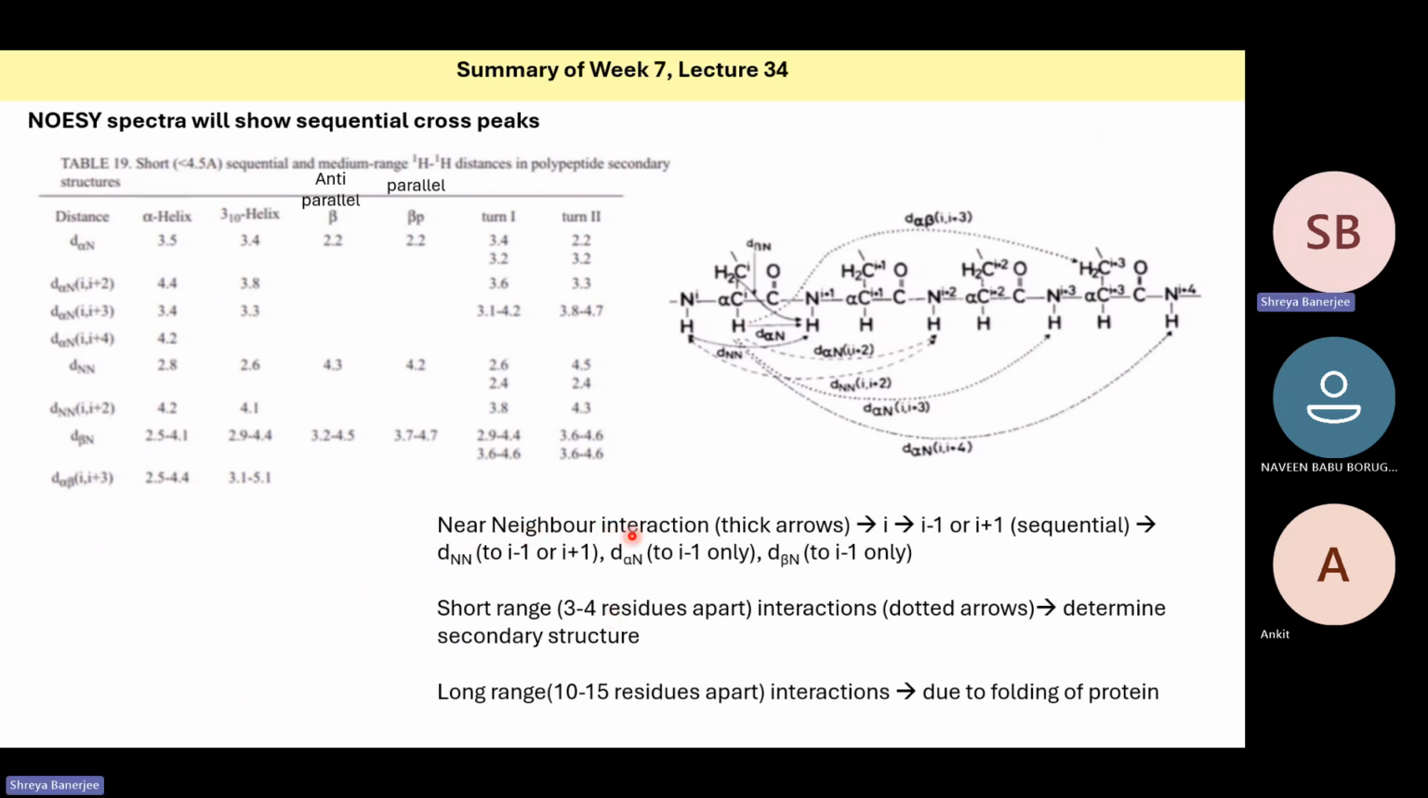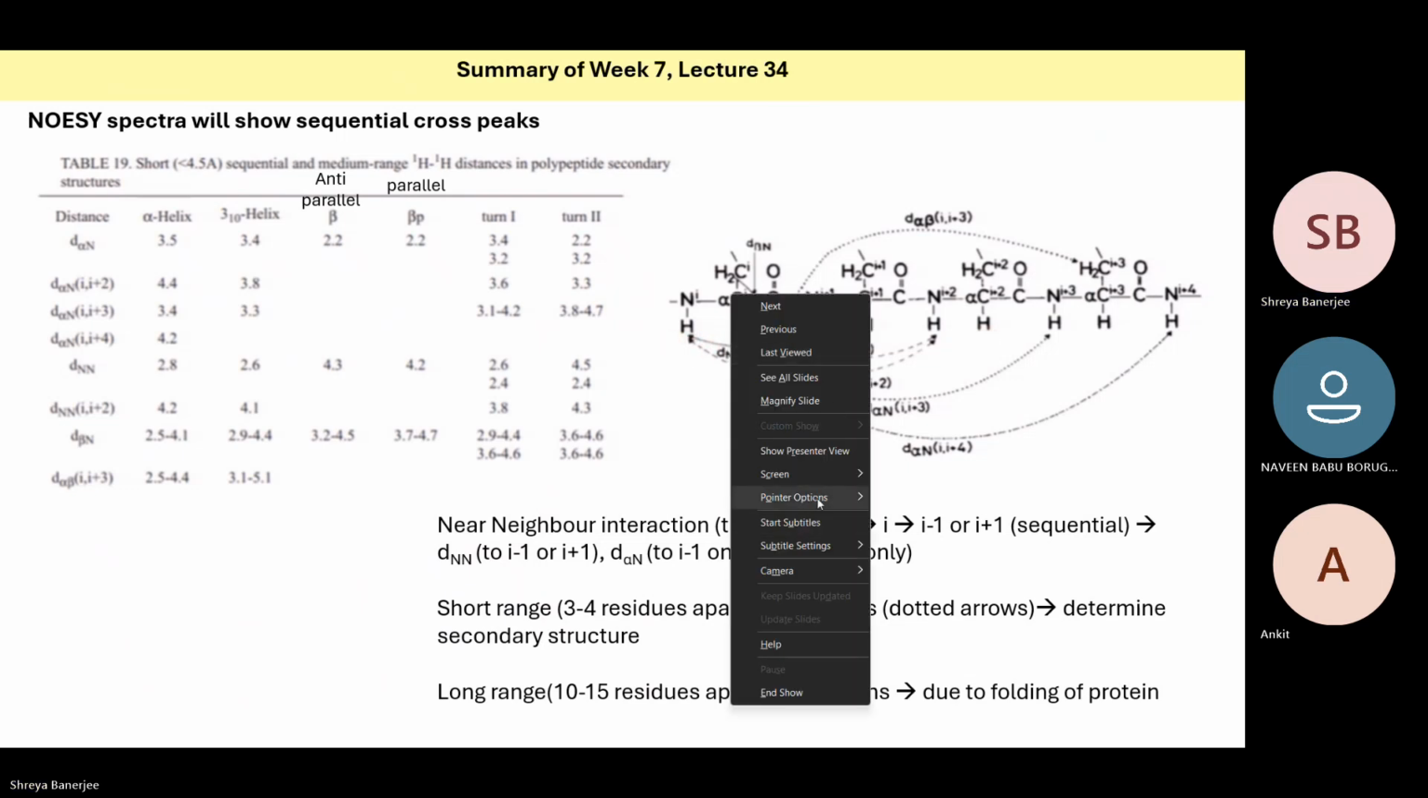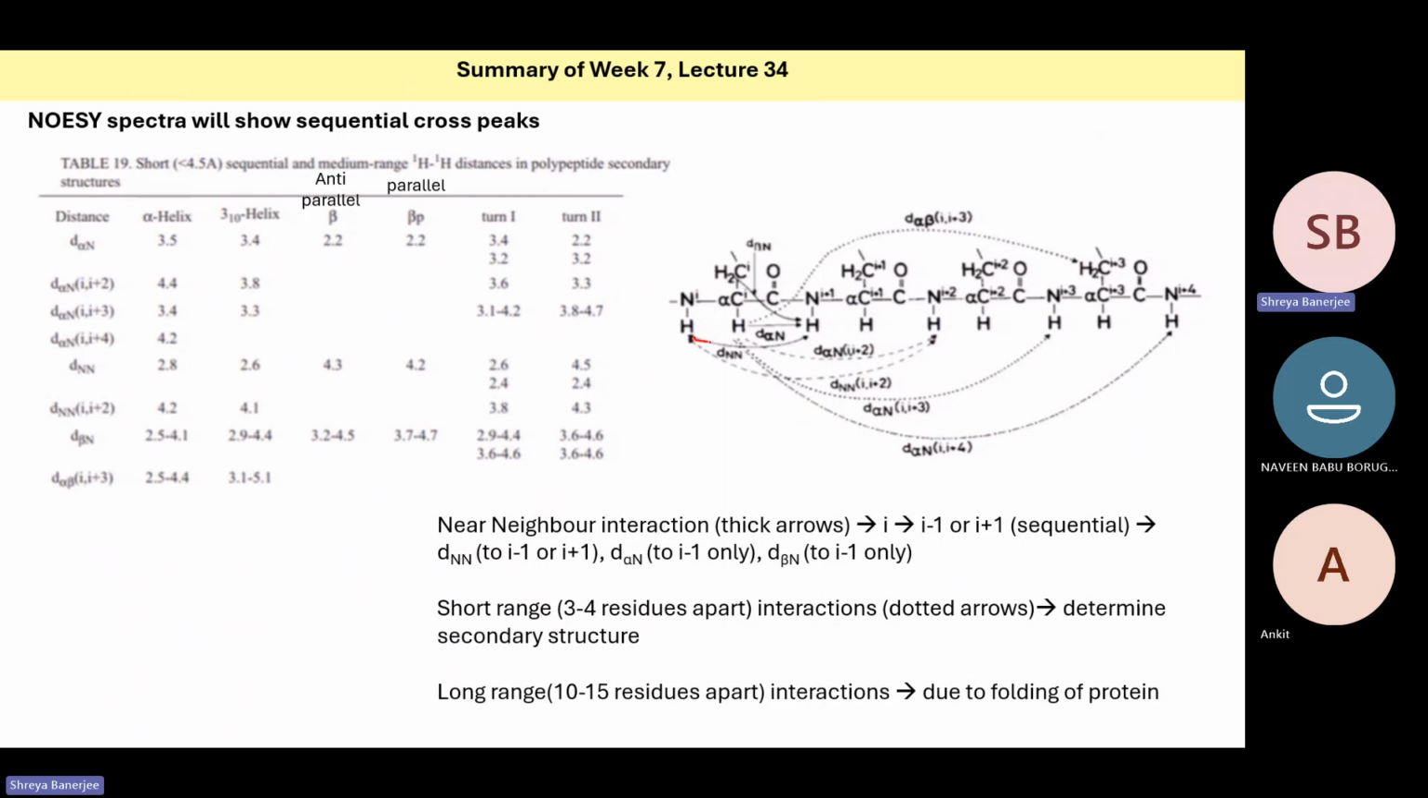One is the near neighbor interactions, meaning to the amino acid just after it or just before it. If you look at the thick arrows here, the amide hydrogen to the next amide hydrogen, i to i plus 1, between the amide hydrogens, is called dNN. Then again you can have i plus 1 to i plus 2. From i plus 1, you can go to the previous residue i, or to the next residue i plus 2. This is called near neighbor interactions because it is only between the amino acid directly after or directly before.